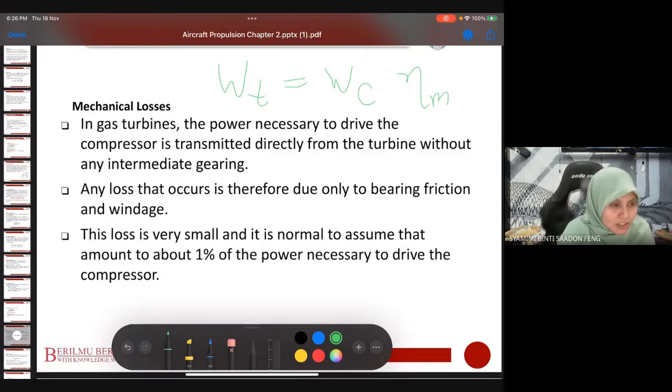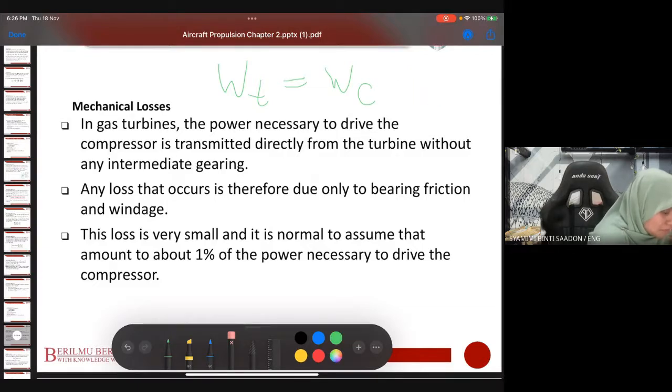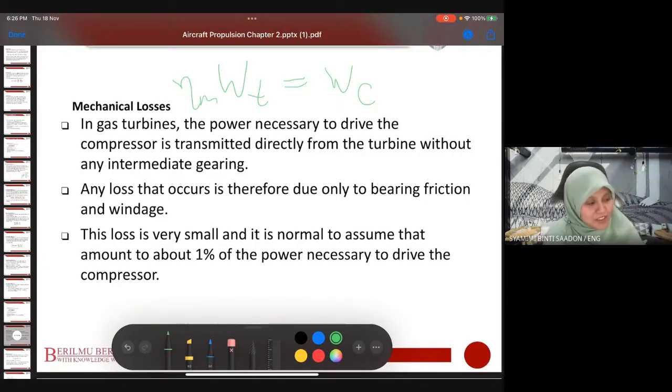So actually the, wait, here. Okay, I think that one. Let's go back. Okay, sorry, it's the wrong way round. The efficiency should be at the turbine part, if I'm not mistaken. Okay, so actually the work used by the compressor is less than the actual work produced by the turbine, due to the mechanical loss.